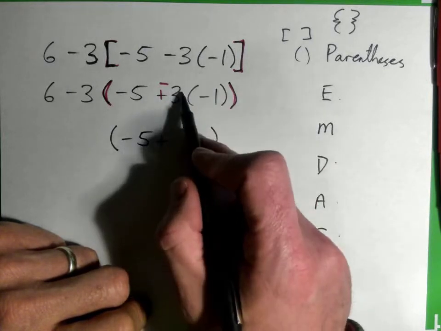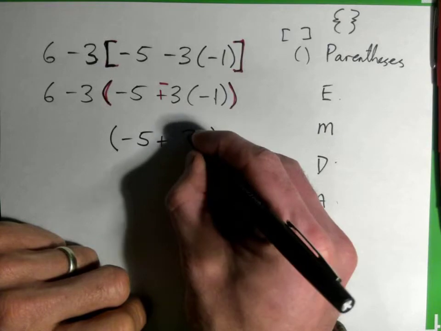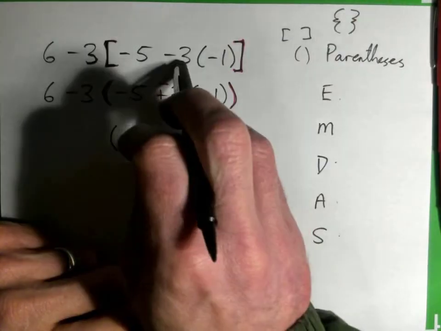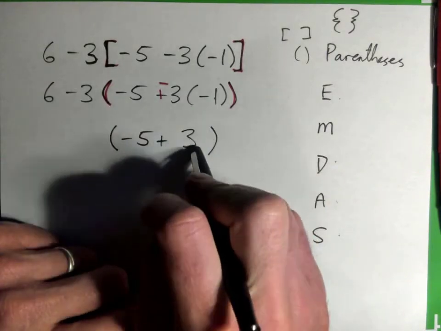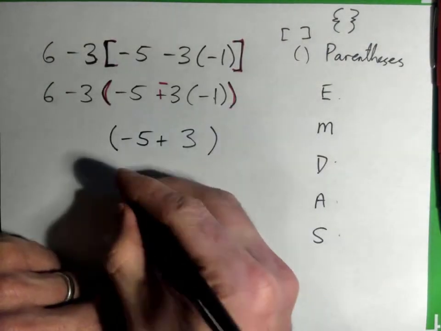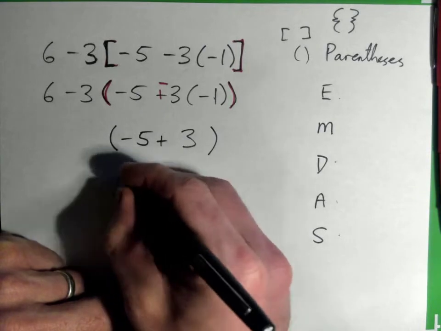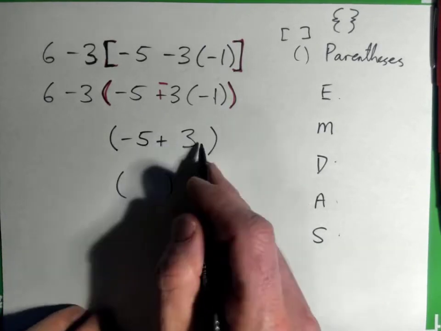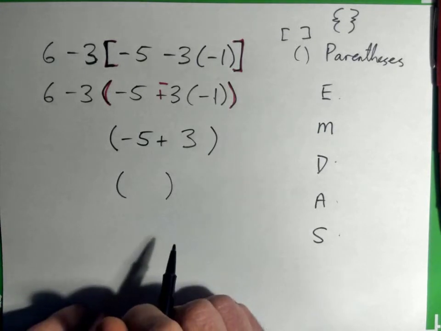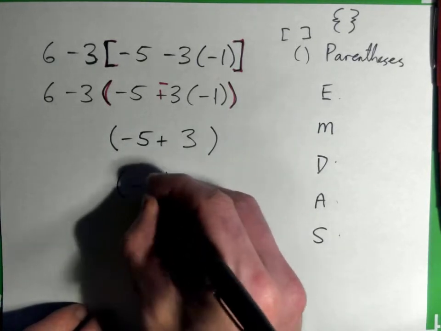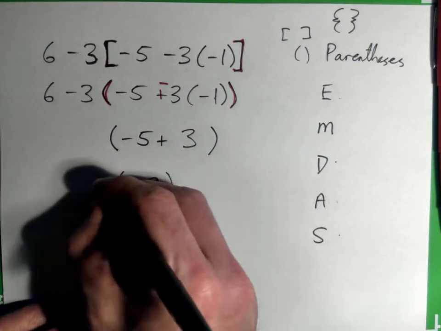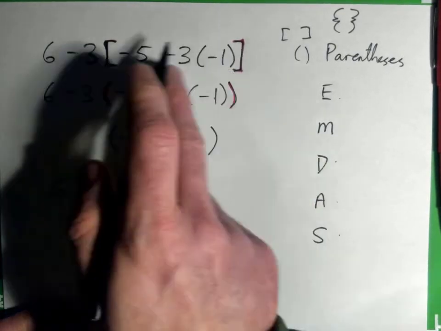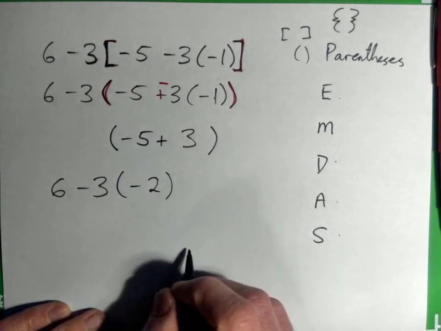Negative 3 times negative 1 is positive 3. So this thing becomes positive 3 because it's negative 3 times negative 1. That makes positive 3, right? So inside that parenthesis, or the square bracket, let's say, we have negative 5 plus 3. What does negative 5 plus 3 make? Negative 2. Yep. Right. So we can write the whole thing out. It's 6 minus 3 times negative 2. Because inside that square bracket, we just get negative 2.